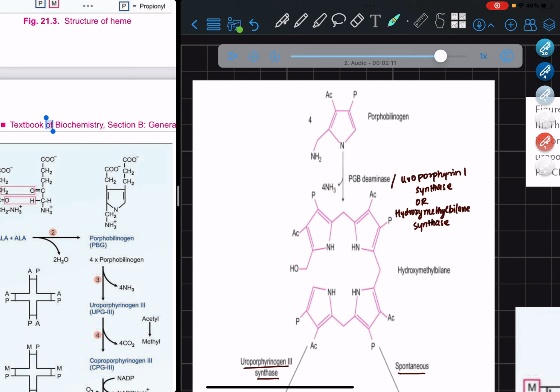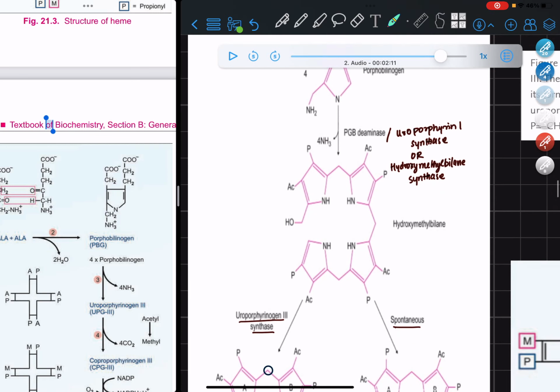Here what happens is deamination. 4 molecules of ammonia are given out. So this PBG deaminase can also be called uroporphyrinogen I synthase, as I mentioned above, and also hydroxymethylbilane synthase, which is HMB synthase. So it can be PBG deaminase, UPG synthase, or HMB synthase. It is called all 3 of these. As you can see here, monopyrrole porphobilinogen, 4 molecules, from each molecule 1 ammonia is given out to give this product.